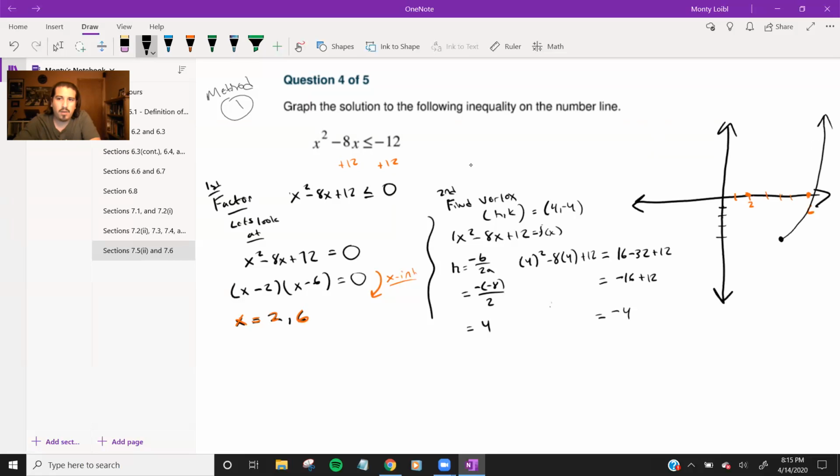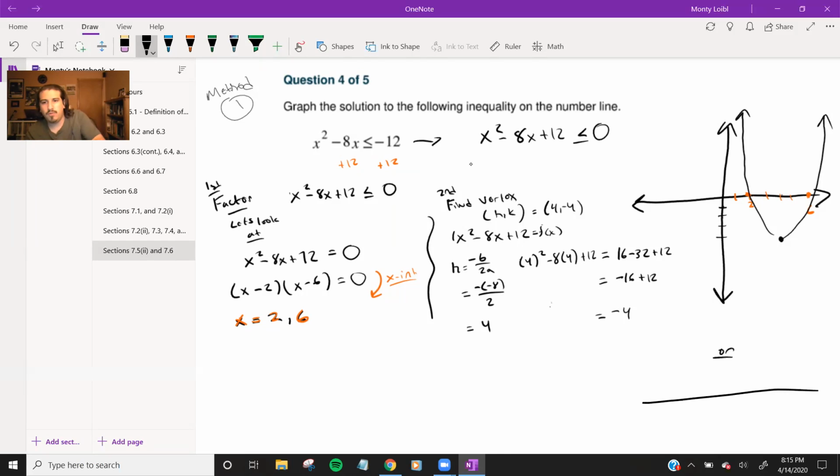Okay, so again, using method 1, we can now look at this. All of this work has come down to us looking at when x squared minus 8x plus 12 is less than 0. If you drew your number line using method 1, it's going to look like this. 2 and 6 are still going to be there. Notice that it's the same here. We're looking at a parabola.